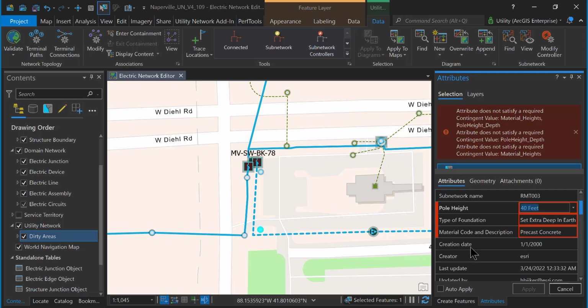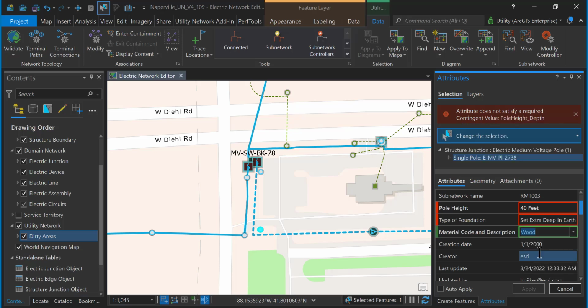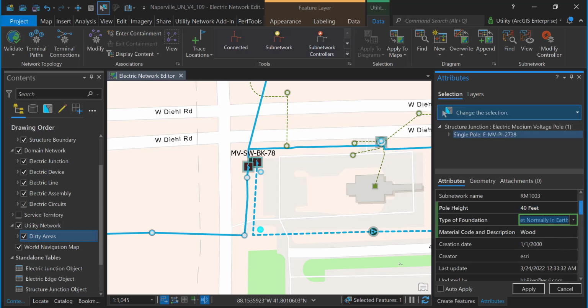Now, the pole height is 40 feet, and we know that the pole is actually wood. And what the contingent values do is once you select an attribute on a feature, it's only going to give you valid choices, right? So we're going to say wood, and that's great. But I'm still violating one of these contingent values. So I'll come in here and say set normally in earth, and now everything is good to go, and I can continue on with my edits. I'm going to cancel out these edits because I don't want to update this map now.